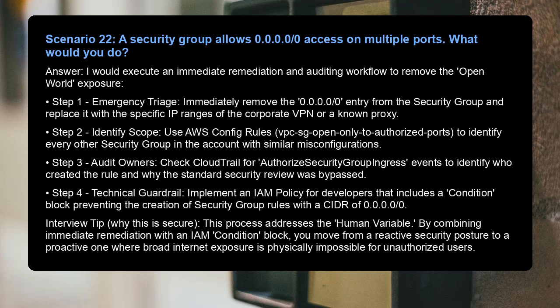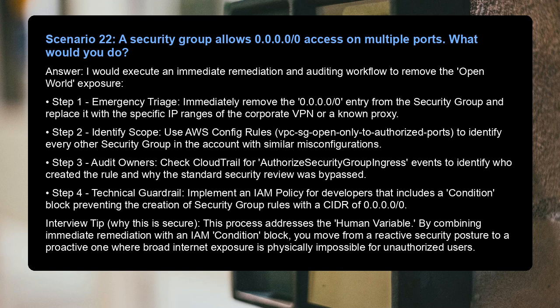Scenario 22. A security group allows 0.0.0.0/0 access on multiple ports. What would you do? Answer. I would execute an immediate remediation and auditing workflow to remove the open world exposure. Step 1. Emergency triage. Immediately remove the 0.0.0.0/0 entry from the security group and replace it with the specific IP ranges of the corporate VPN or a known proxy. Step 2. Identify scope.